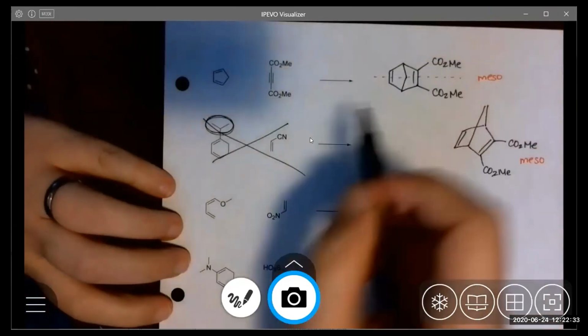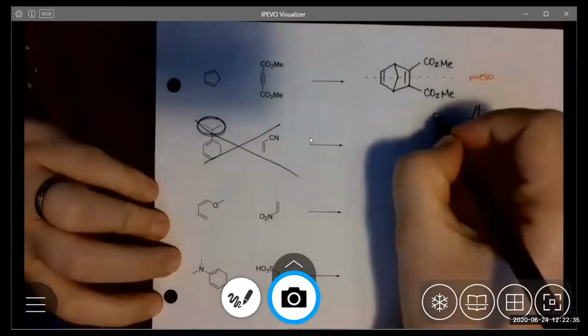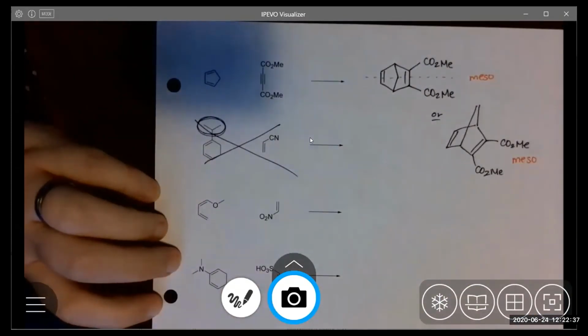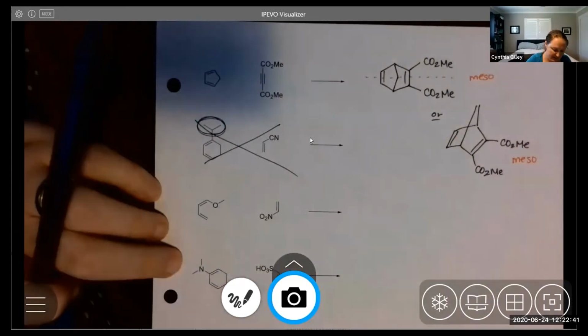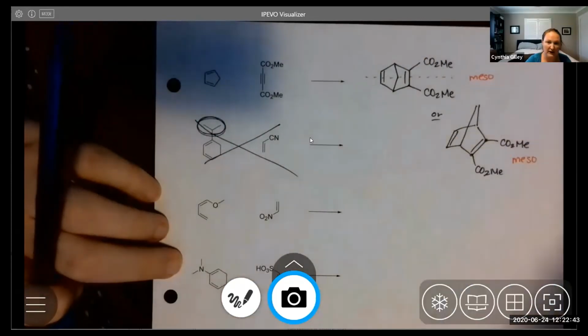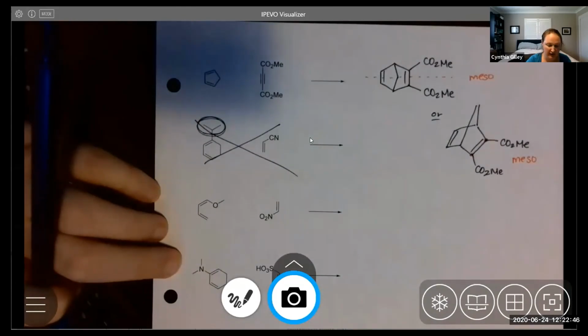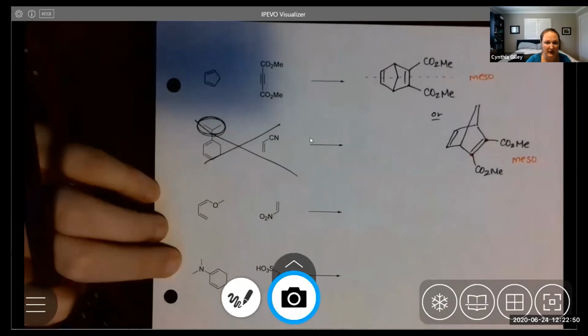And why on that one do we not care about the up or down, endo, exo, like the stereo? Okay, because these carbons are sp2, and so they're trigonal planar, so there's no dash or wedge. We only do dash or wedge when it's sp3. Okay.